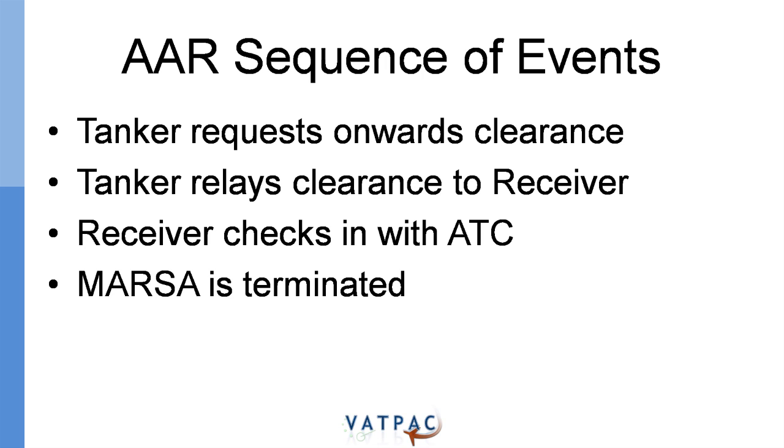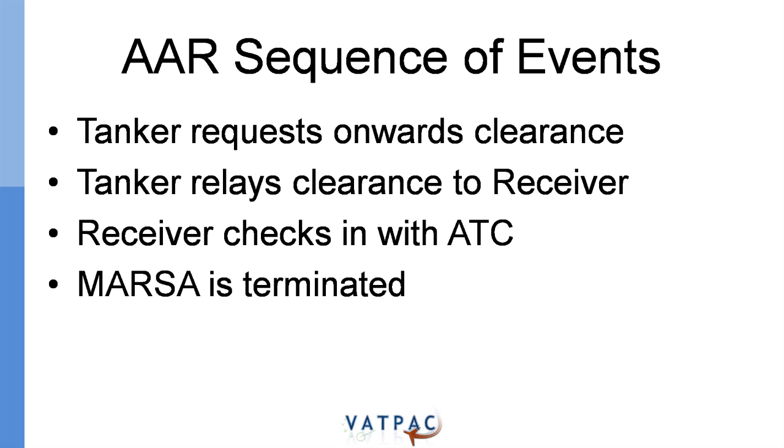On the completion of refueling, the tanker will notify ATC that refueling is complete and request onwards clearance for both the tanker and the receiver. If the tanker is required to remain on station, the tanker may request clearance for only the receiver. ATC will issue clearances for both aircraft to the tanker. The tanker will relay the receiver's clearance on the AAR frequency.